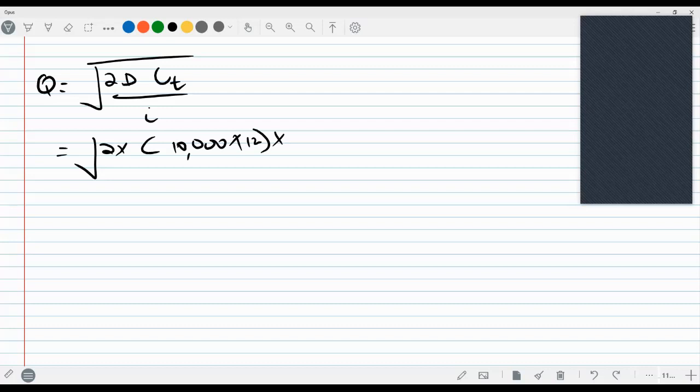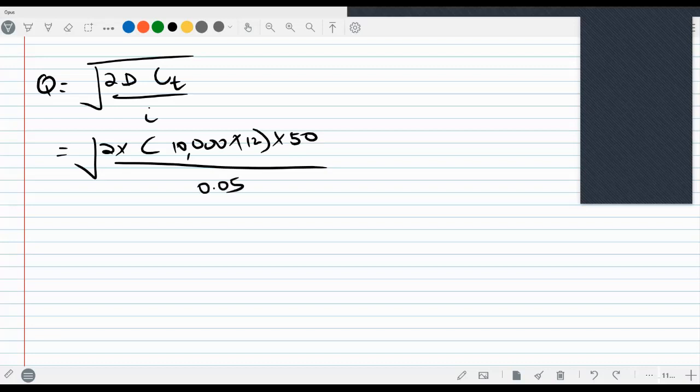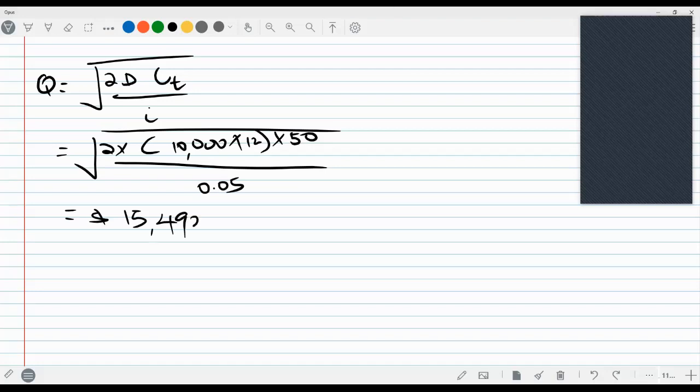Don't forget, this company is investing because you have more money than what you need, so you invest the excess. The fee per transaction is $50. The interest that could have been earned per annum, because it's per year, is 5%, 0.05. Can you get how much, Brian? 15,492. You get 15,492.